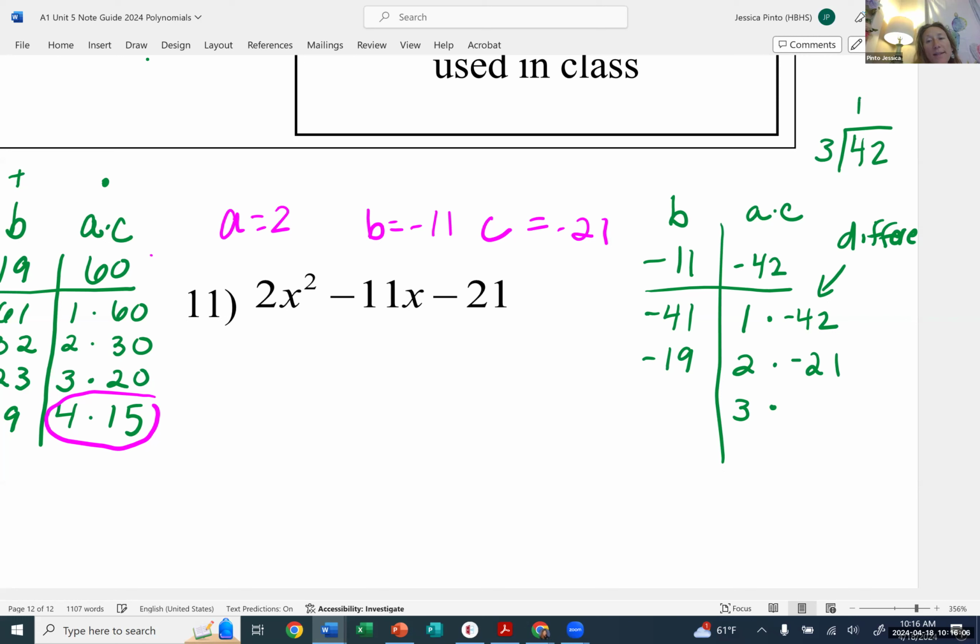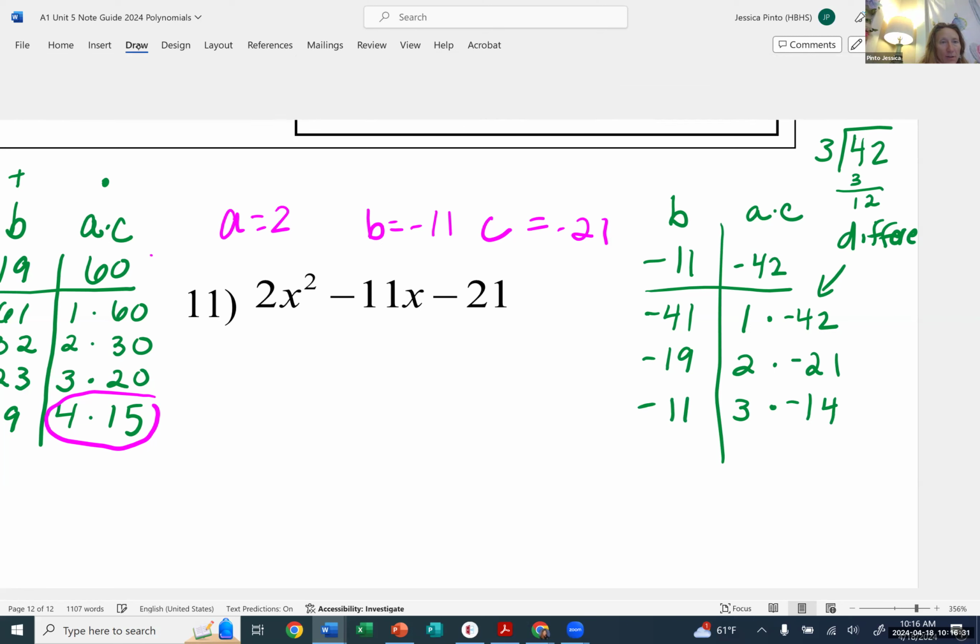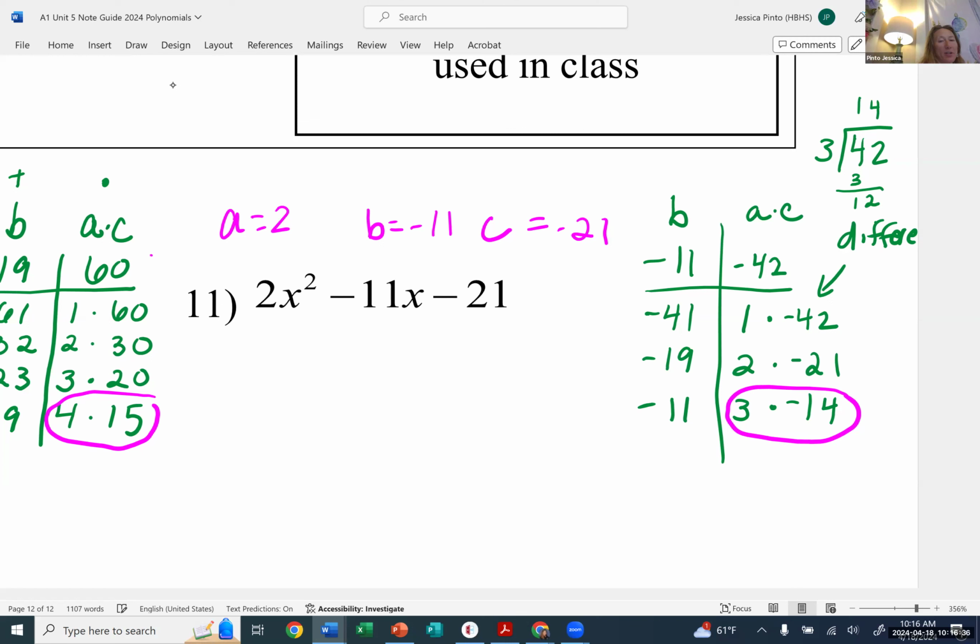3 goes into 4 once. 3 goes into 12 4 times. So 3 times what to make negative 42? Negative 14. What happens when I add these two? Negative 11. So that tells me that these two numbers are going to split my middle term. Try writing this with 4 terms. 1, 2, 3, 4.